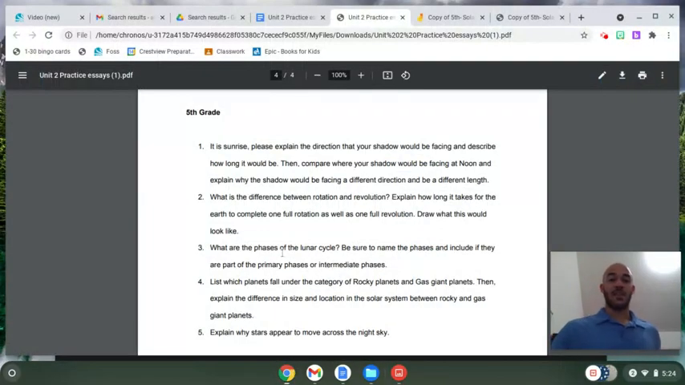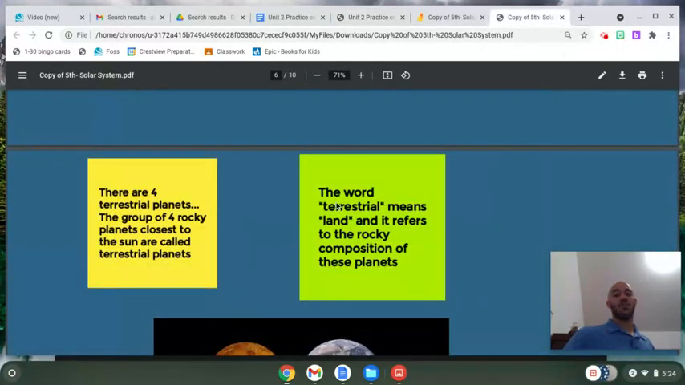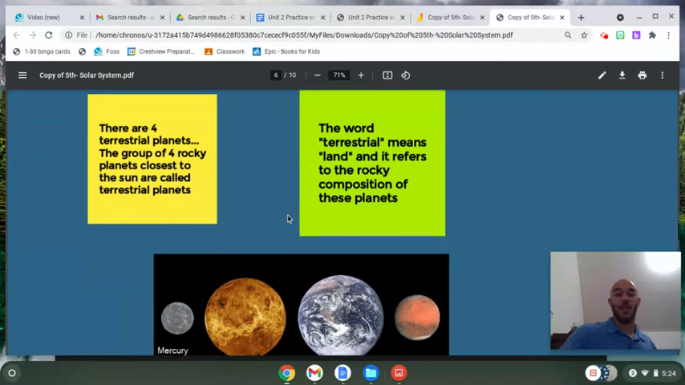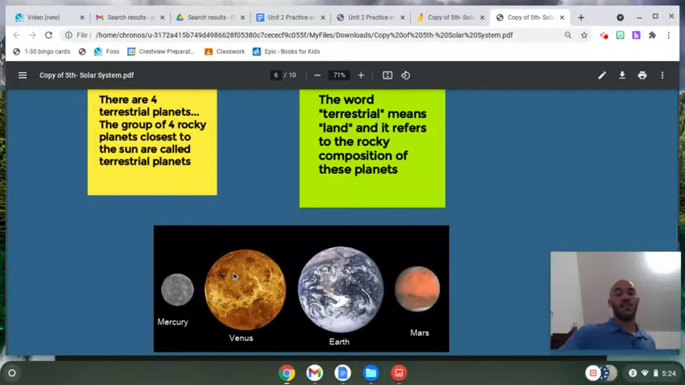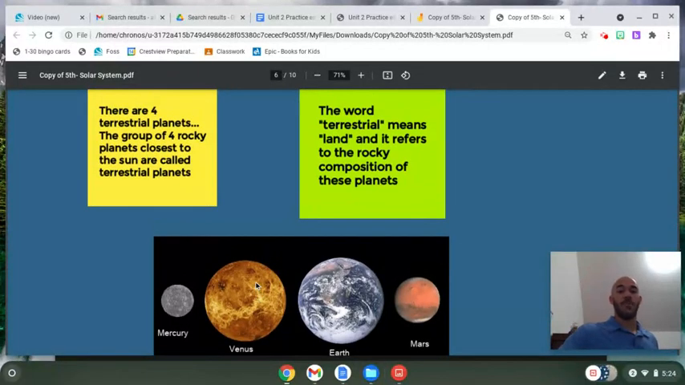Okay, let's see. Which planets fall under the category of rocky planets and gas planets? Then explain the difference in size and location in the solar system. Okay, so rocky planets, or aka terrestrial planets. All right, terrestrial means land, so that's why rocky composition. So the first 4 planets in the solar system, Mercury, Venus, Earth, and Mars, are the terrestrial or the rocky planets, and they are going to be the smaller of the planets, the first 4 planets. And how they relate to the closeness to the sun, they are the 4 planets that are closest to the sun.